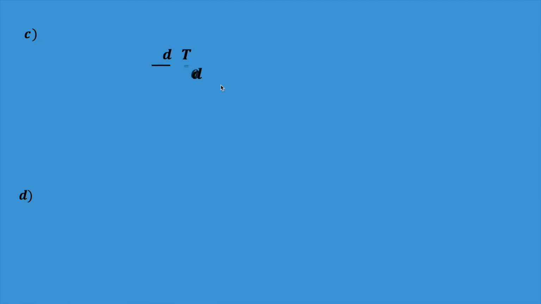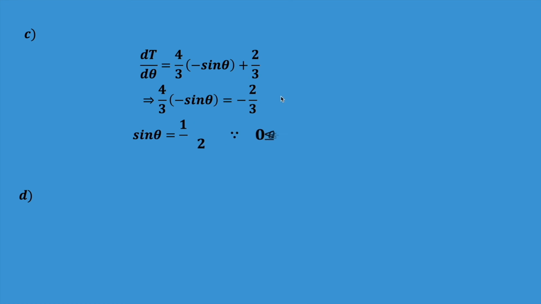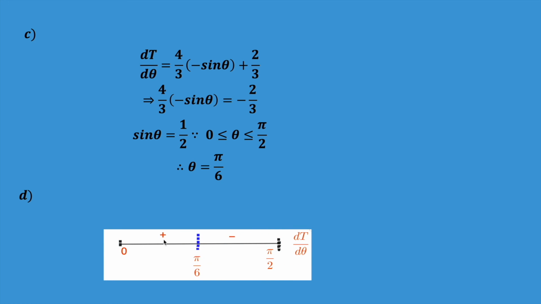Okay. Now find the derivative. There is negative 4 by 3 sine theta plus 2 by 3 equal to 0, and we'll get sine theta is equal to 1 by 2 between 0 and pi by 2, and theta is pi by 6, because in the first quadrant the reference angle is pi by 6. Sign diagram: if you look at the sign diagram, on the left side of pi by 6, you may consider any smaller value, and on the right side any closer value, and substitute in the gradient function. You'll find that the gradient is positive on the left side and negative on the right side of pi by 6.